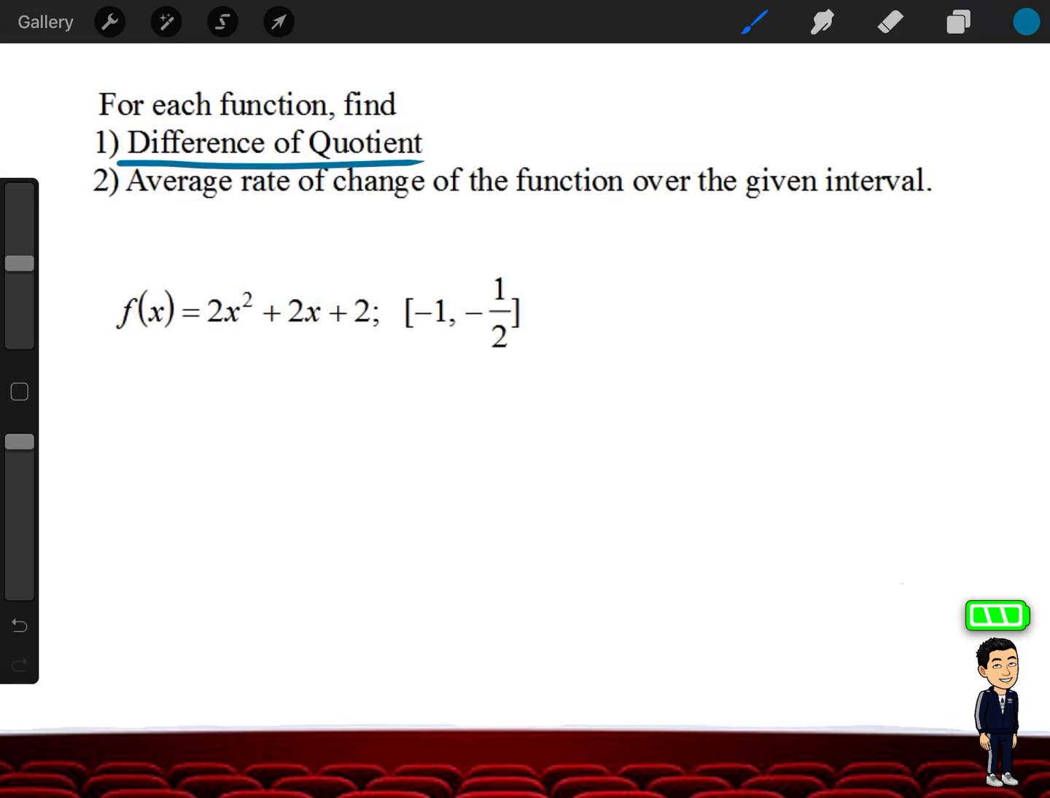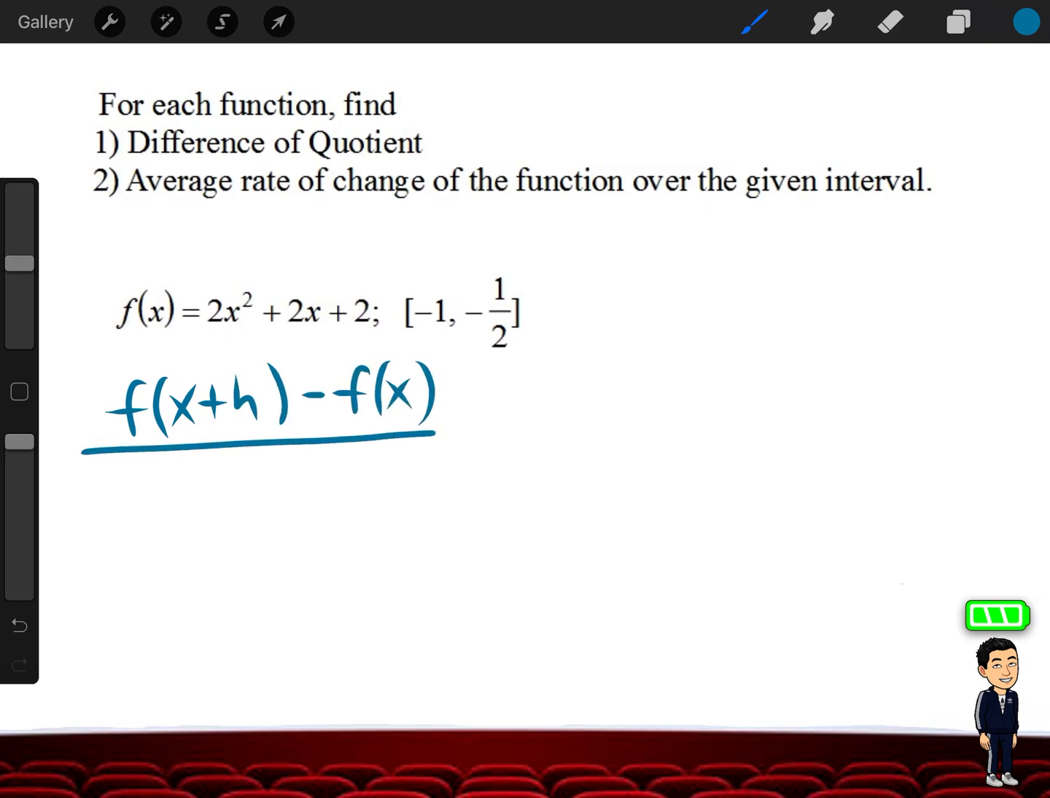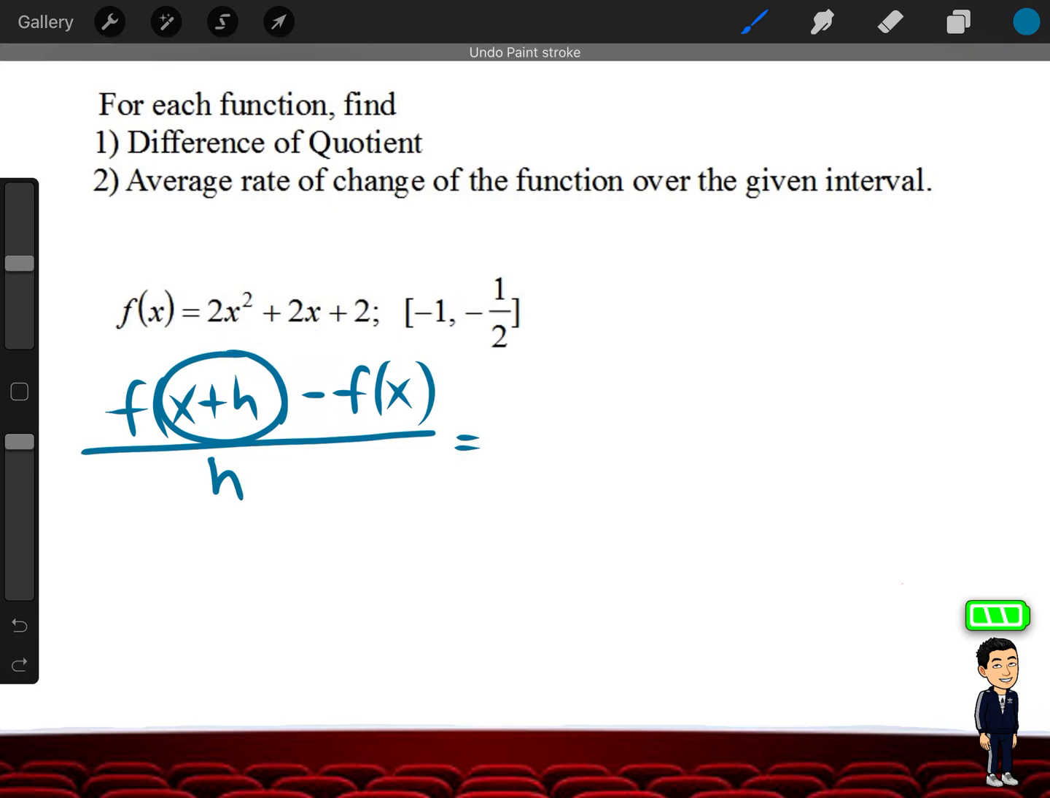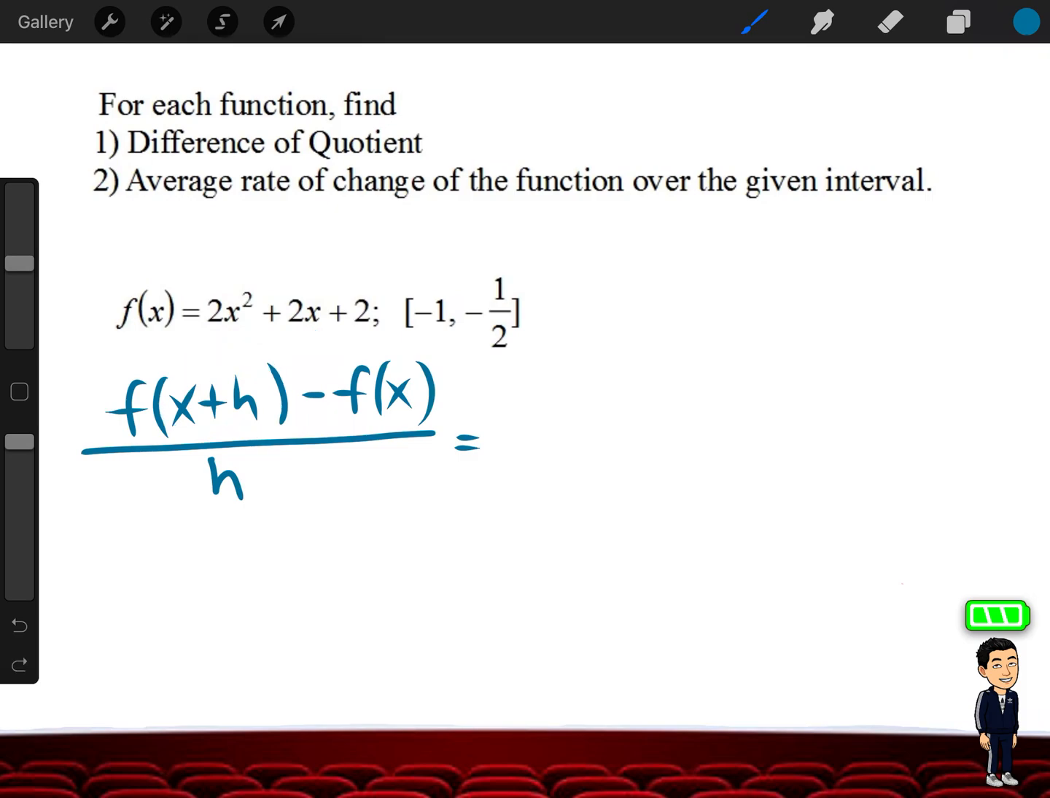Okay, so you know that for the difference quotient, you have to use f of x plus h, subtract f of x, over h. So what we're going to do is sub in the x plus h into the x's, which makes your f of x plus h. After substituting, you're going to see 2 multiplied by (x plus h) squared plus 2 multiplied by (x plus h) plus 2. And you're going to have to subtract the f of x, which is right here.